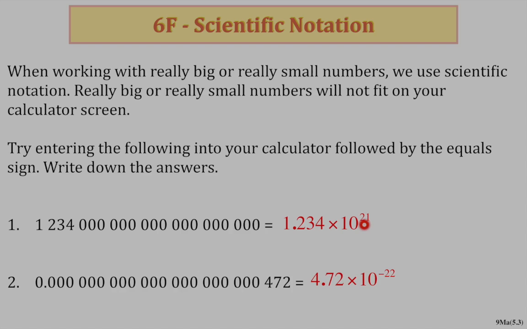That 21 means there are 21 digits after this decimal point. So between the 1 and the 2, you should be able to count there are 21 numbers or digits after that decimal point that I've placed there.